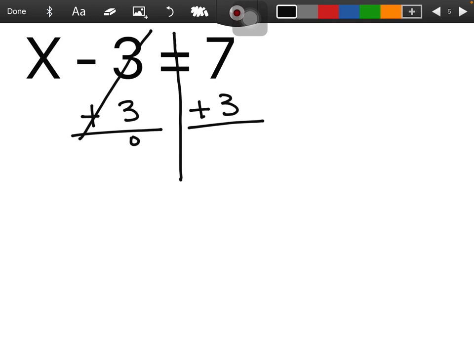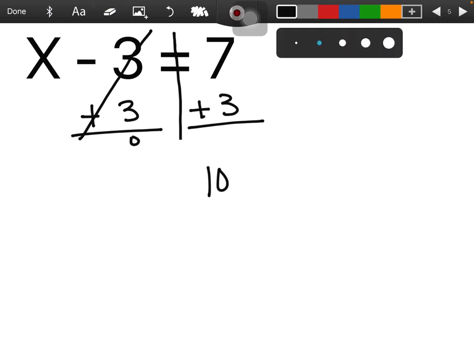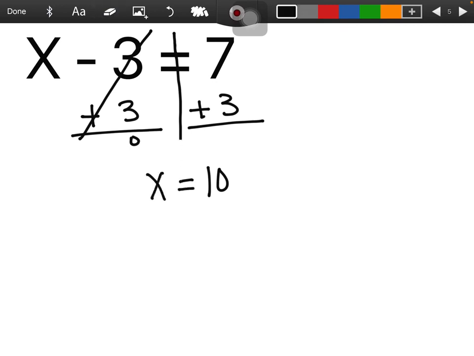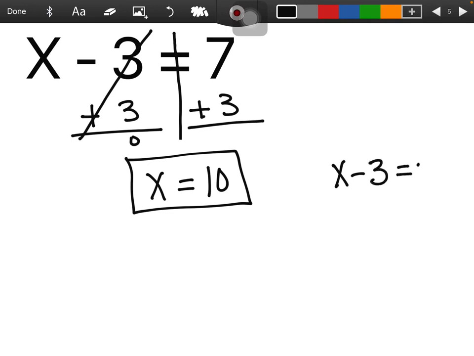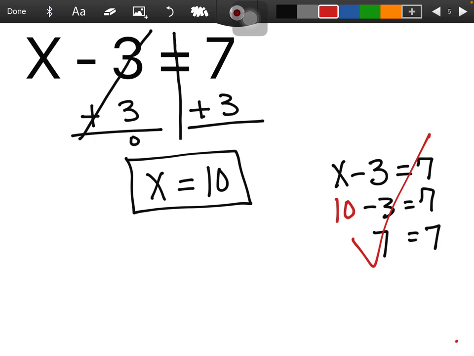7 plus 3 is 10. So I know my solution must be x equals 10. And again, I can take it, put it back into the equation, see if my math is correct. So, oops, 10 minus 3 is 7. That is 7 equals 7. Is that correct? Yes, it is.